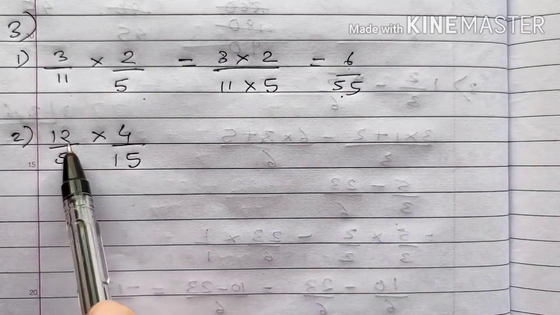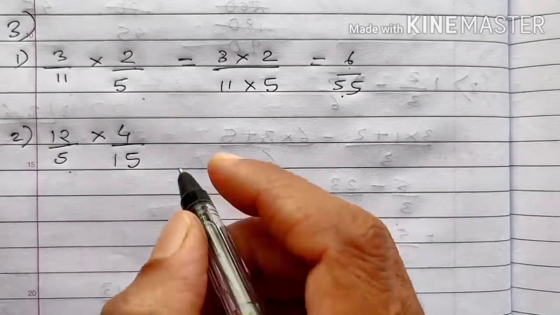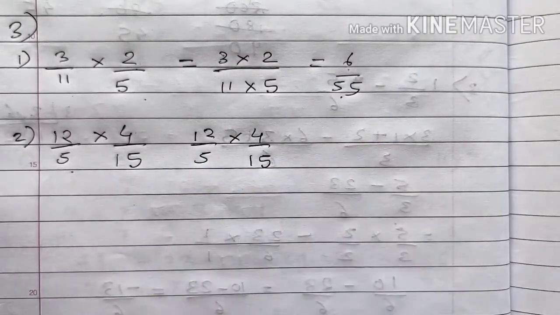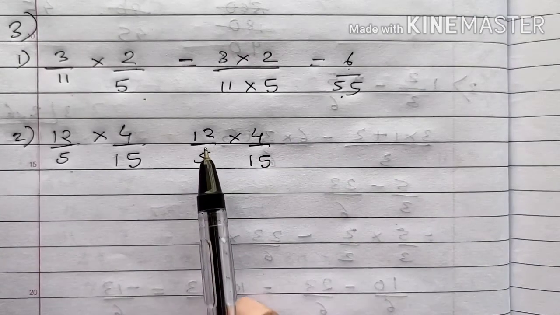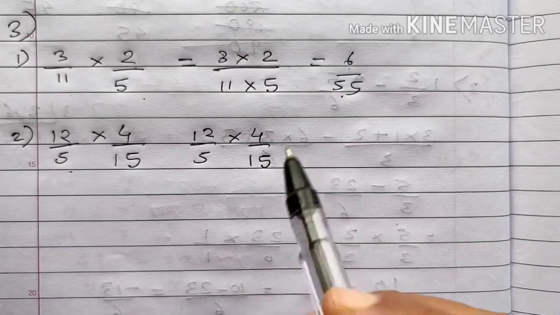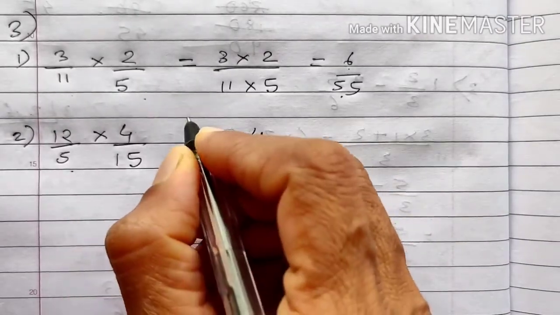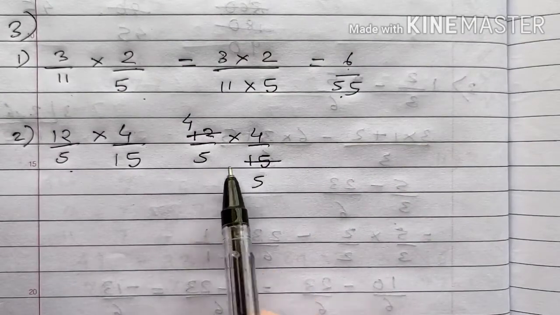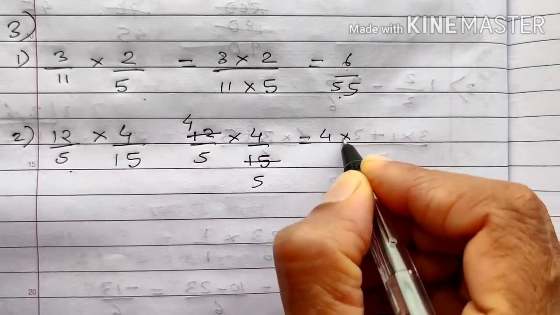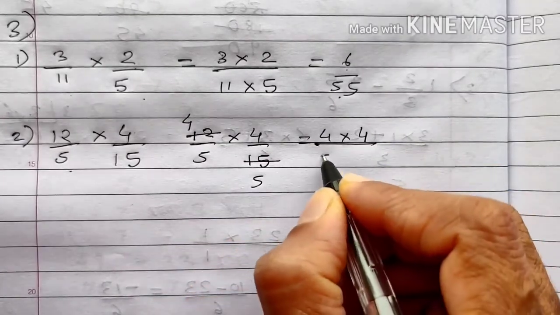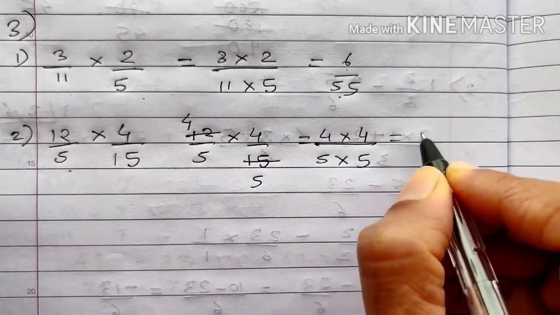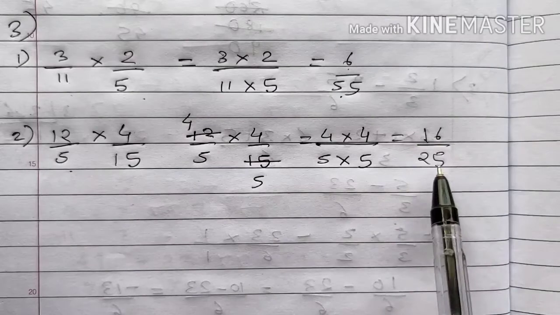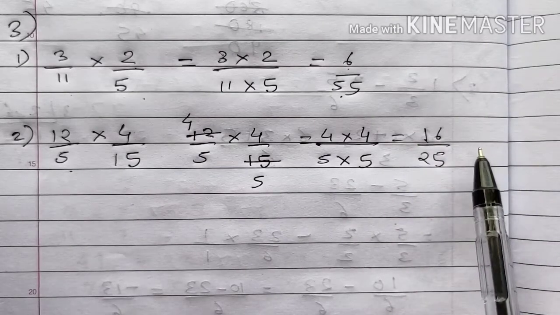Coming to the next sum, you have 12 upon 5 into 4 upon 15. Let's rewrite it as I said before. If there are any common multiples, first you have to find that. Now we know that 12 and 15 are both divisible by 3. So let's divide them. 3 4s are 12, 3 5s are 15. Is there anything else? No, that's it. So you have 4 multiplied by 4 upon 5 multiplied by 5. That gives you 16 upon 25. In the end also you can check if there is any common multiple, and further reduce it to the lowest form.